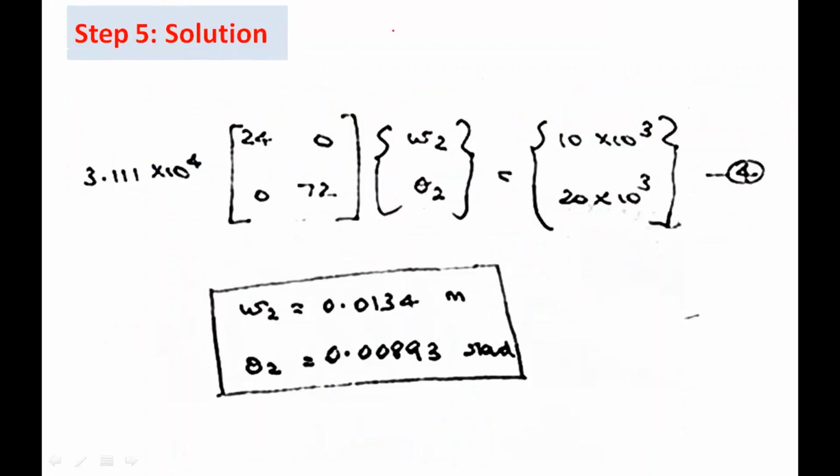The remaining is a 2 by 2 matrix, 3.11 into 10 to the power 4, 24, 0, 0, 72, W2, theta 2. Here right hand side we have external force and the moment. So we can easily solve this using calculator. W2 value is 0.0134 meter because we used meter as the unit. 0.0134 in terms of mm it is 13.4 mm deflection. Slope theta 2 is 0.00893 radians.